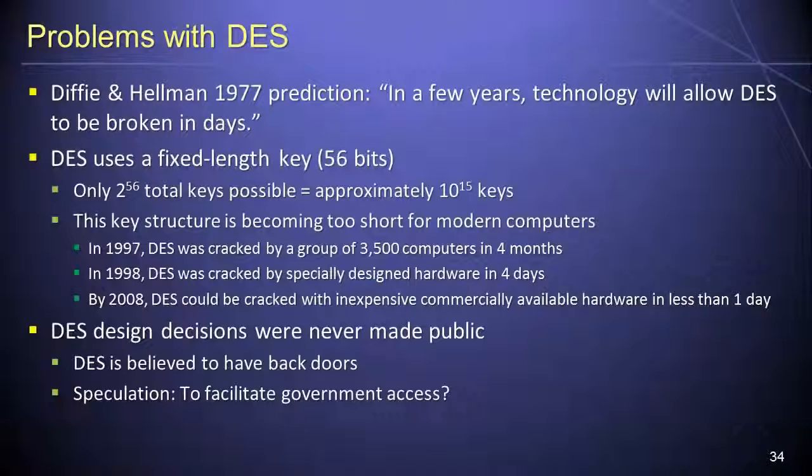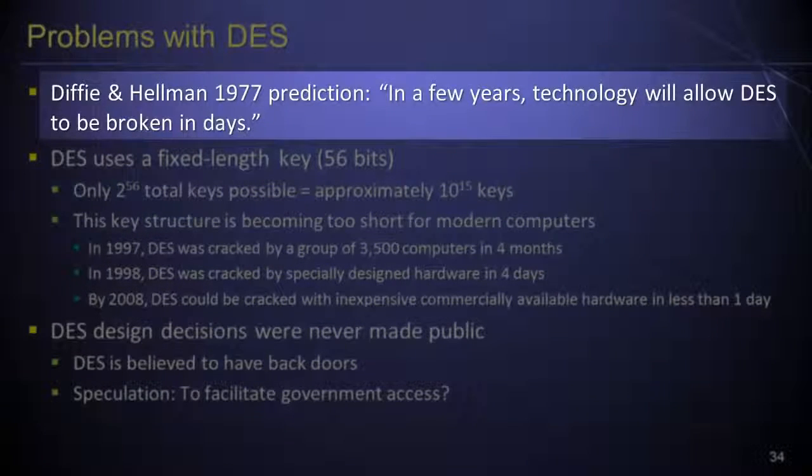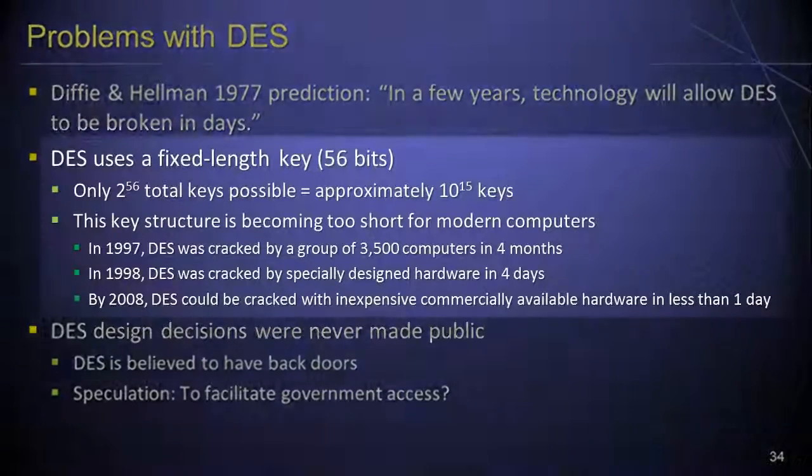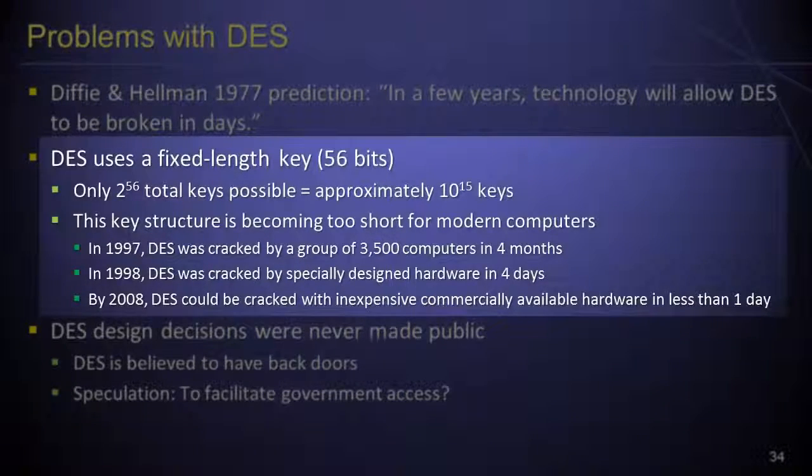Even from early on, researchers and other interested parties have expressed concerns about the DES algorithm. In 1977, for example, Diffie and Hellman predicted that only a few more years would be required until advancements in technology would allow DES to be broken in just a few days. Another concern with the DES algorithm is that it uses a fixed length key of only 56 bits. Note that the actual key space is 64 bits, but the final 8 bits are used simply as a checksum and are not a part of the actual key itself.